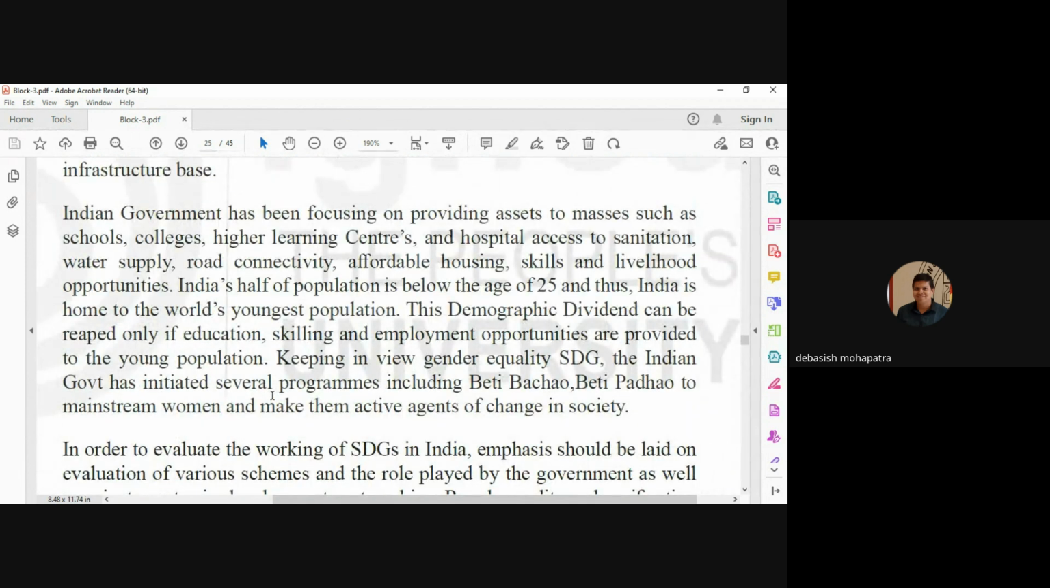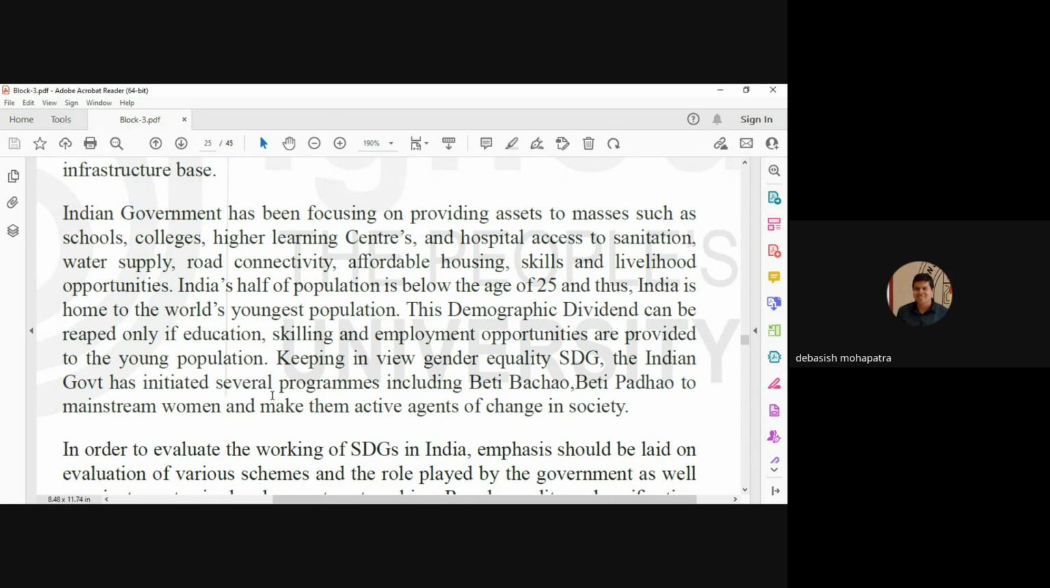The Indian government has been focusing on providing assets such as schools, colleges, higher learning centers, hospitals, access to sanitation, water supply, road connectivity, affordable housing, skills and livelihood opportunities.